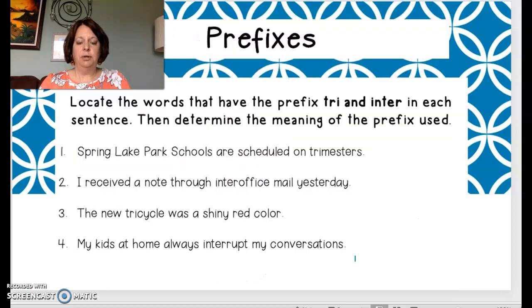All right, prefixes. We're going to locate the words that have the prefix tri and inter in each sentence and then determine the meaning of the prefix used. Okay, so number one, Spring Lake Park schools are scheduled on trimesters. Trimesters are where the school year is broken into 3 equal parts.